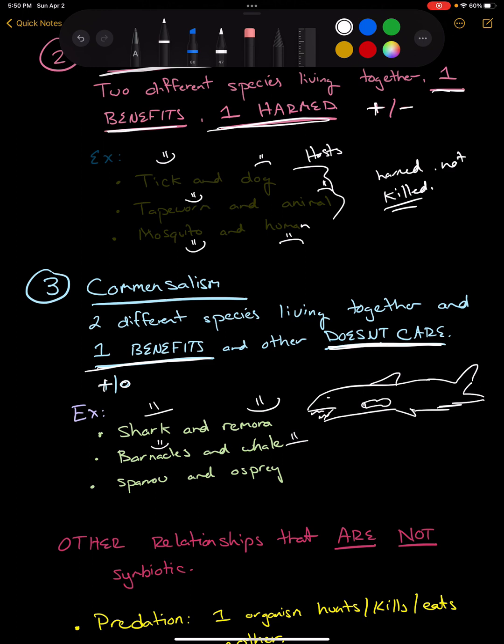Or sparrow and osprey. Osprey is a really big bird, and if we have an osprey nest, right, here's my osprey nest inside a tree, the sparrows like to build their nest underneath it because these osprey are very territorial, and so they'll keep all the bad things away, right? So the sparrow's benefiting because he just built his nest in a really good place and he knows nobody's going to mess with it, but the osprey isn't benefiting from it, so he doesn't care.